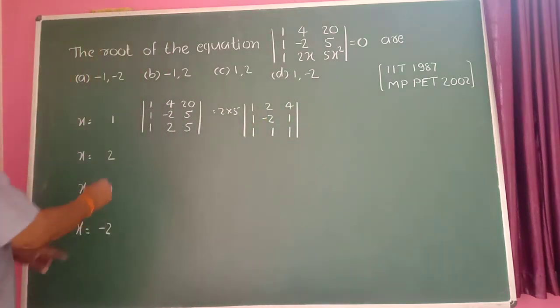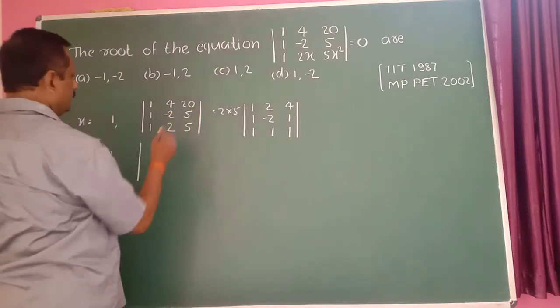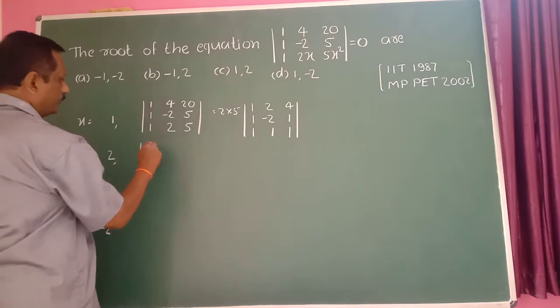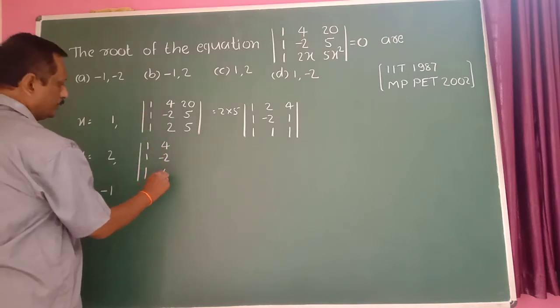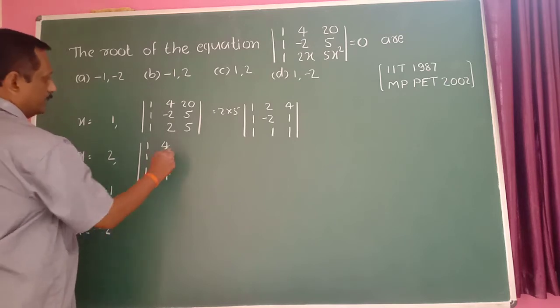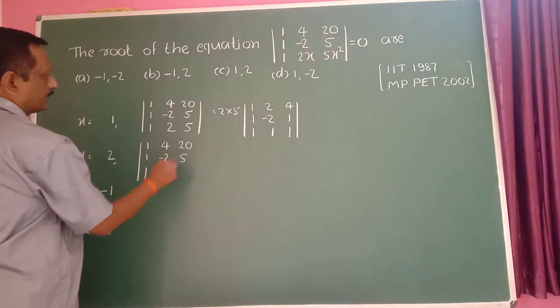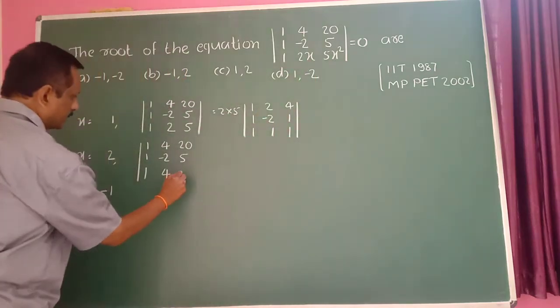Suppose x equal to 2. If you put x equal to 2, so 1 and 1. Then 4 minus 2, 2 into 2 becomes 4. Then it is 20. Then 5 and 2 square is 4. 4 5s are 20.